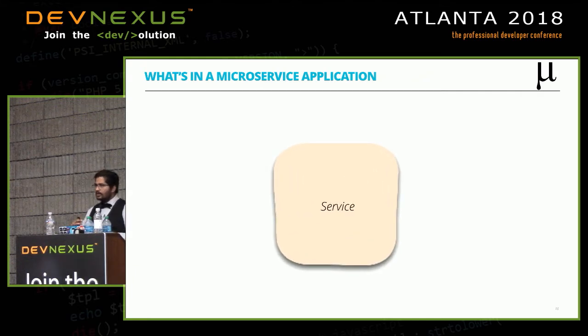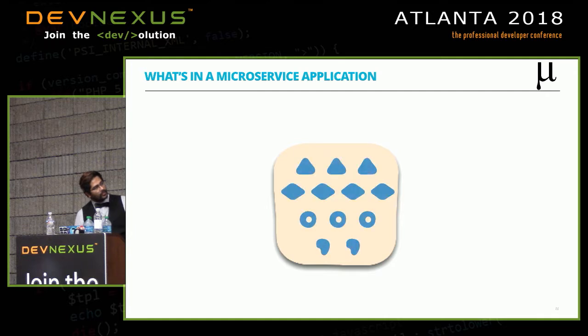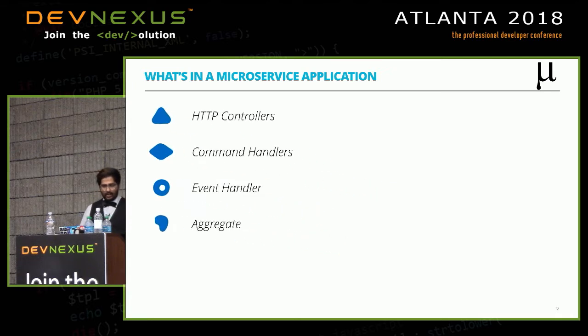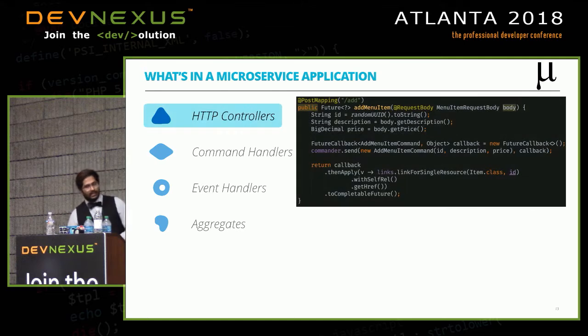When we actually look at the code and analyze different pieces of it, we will see that there are a bunch of different components, but they are of four main types. The four component types include the HTTP controllers, command handlers, event handlers, and aggregates. So let's try going through them really quickly.